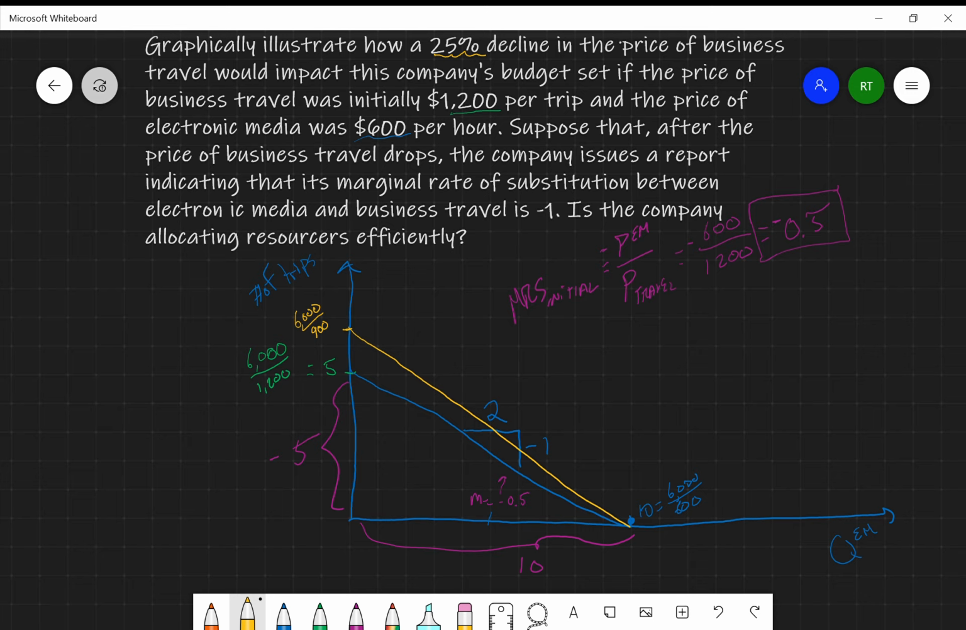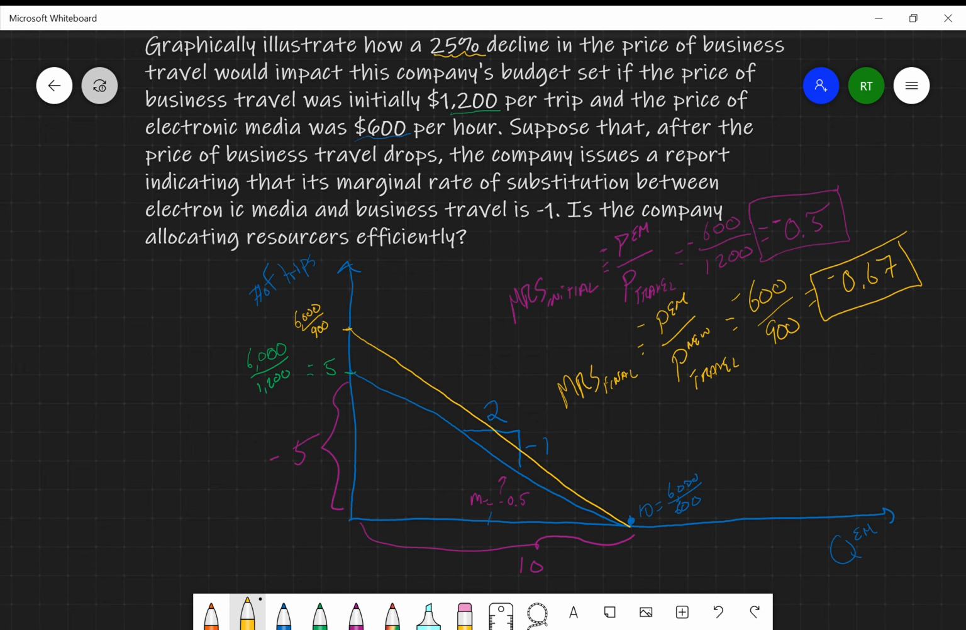The best thing to do is to find our MRS initial, or sorry, our MRS final. So this is going to be the same price of electronic media over the new price of travel. And so this is going to be 600 divided by 900. And again, this is always negative, so this is going to be negative 0.67.